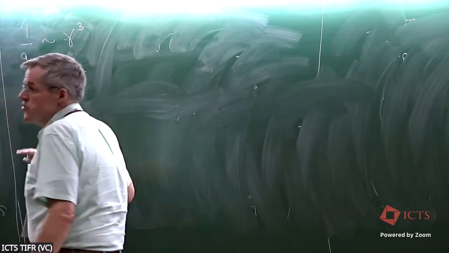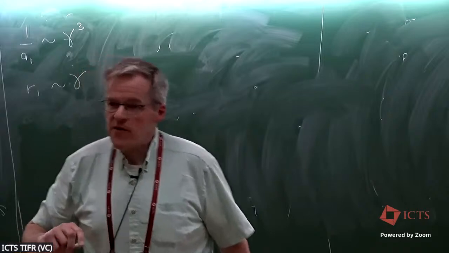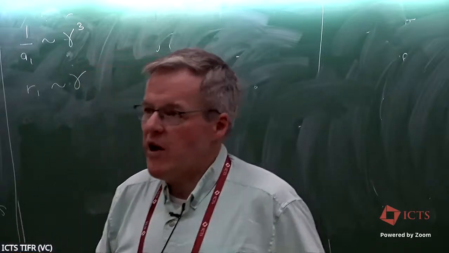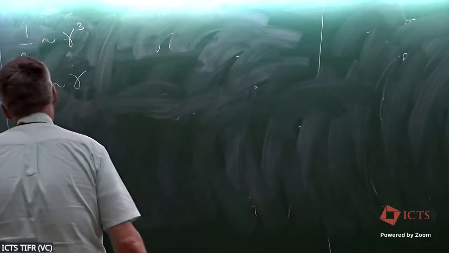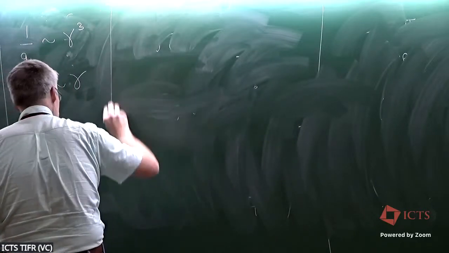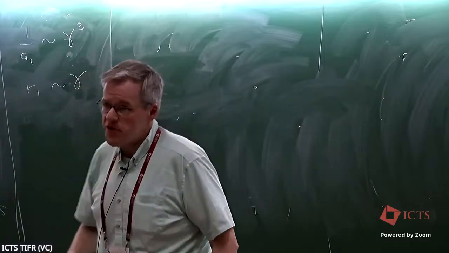But you can already see this requires you to fine-tune 2 different low energy parameters in the theory. It requires you to somehow arrange things so that 1 over A1 is unnaturally small and R1 is unnaturally small. We'll come back to whether this is actually possible.